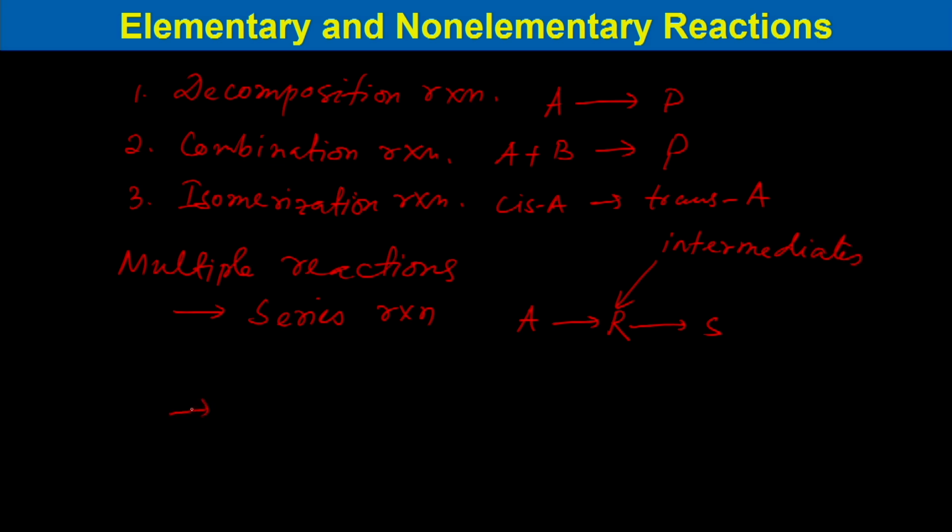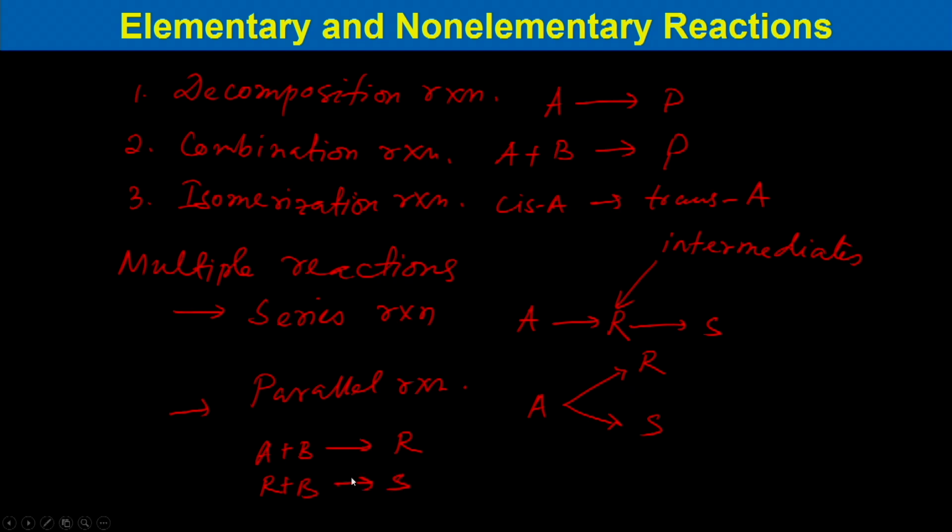Another kind is the parallel reaction. That means A can decompose in parallel to two different components, R and S. Or A plus B produces R, and R plus B produces S. These are series-parallel reactions.